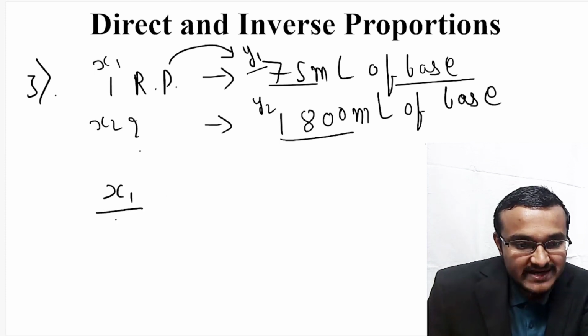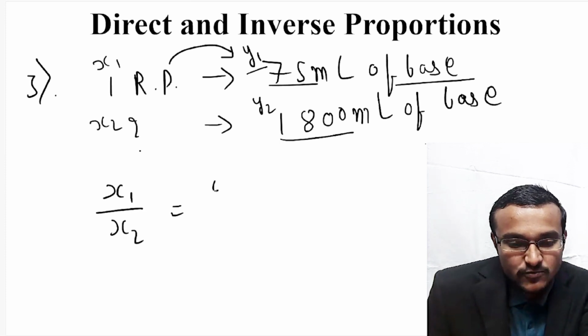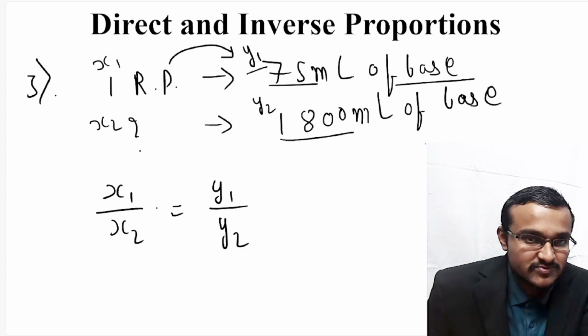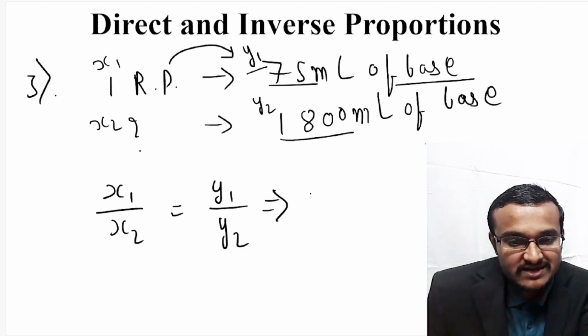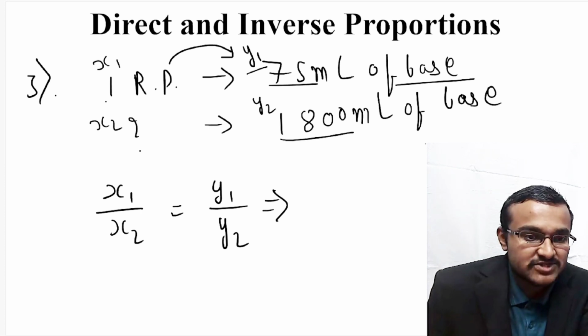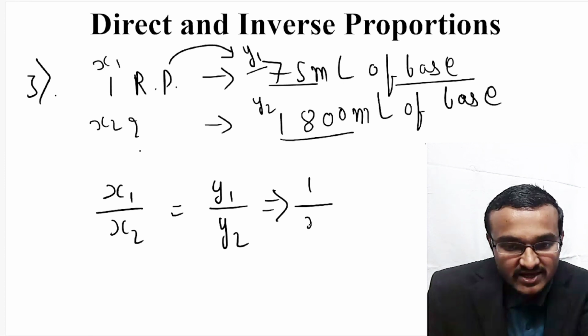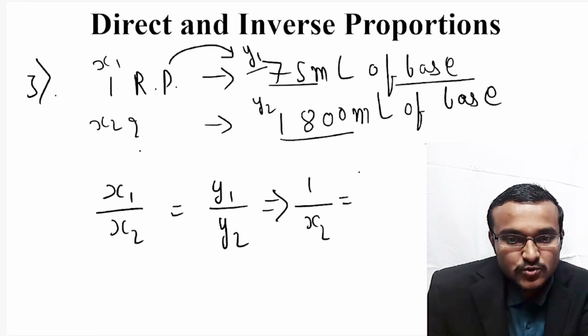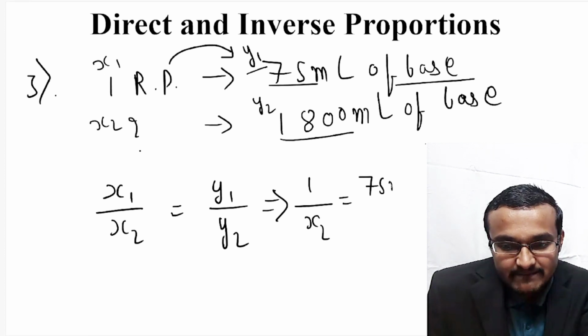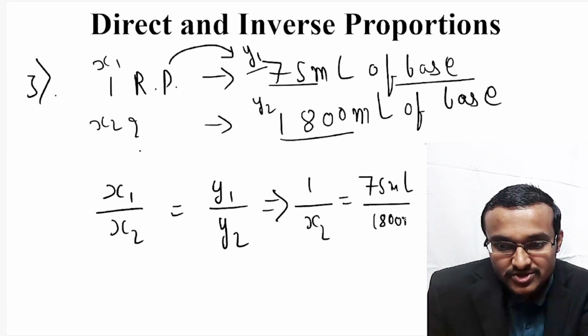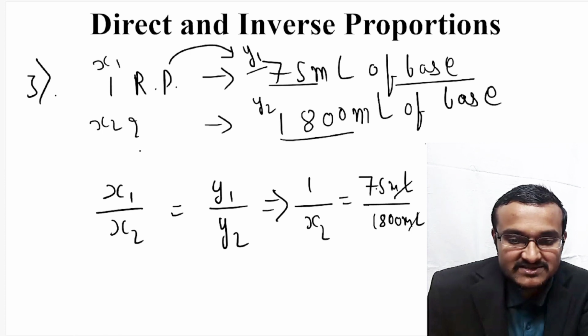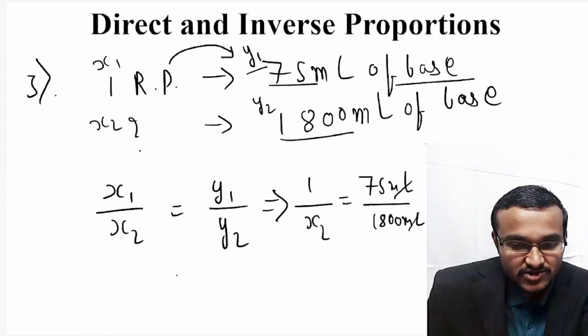We know that x1 by x2 is equal to y1 by y2. So here we can take cross multiplication. Before that we can substitute values for x1 and y1. So x1 is one red pigment, so 1 is the value for x1. We don't know what x2 is, equal to y1, which is 75 ml, by y2, which is 1800 ml. So here you can see ml gets cancelled. You can take cross multiplication of this.